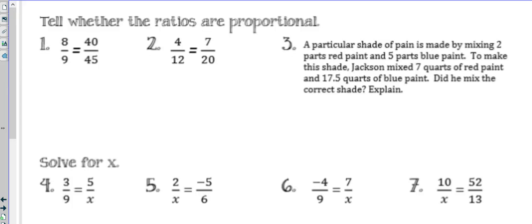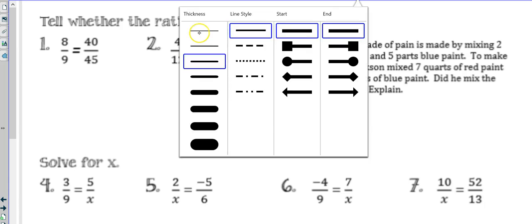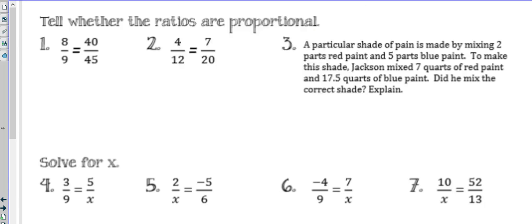For the first part, we're going to be able to show and tell whether the ratios are proportional. Remember, as we're going through the video, make sure that you're marking your notes just as I'm marking them and adding any other notes for yourself that you think that you need. Okay, let's go ahead and get started.